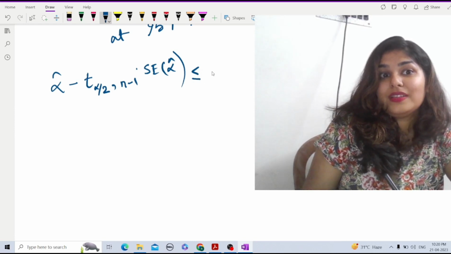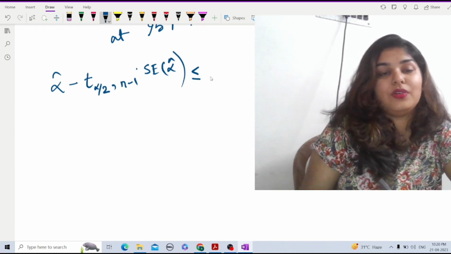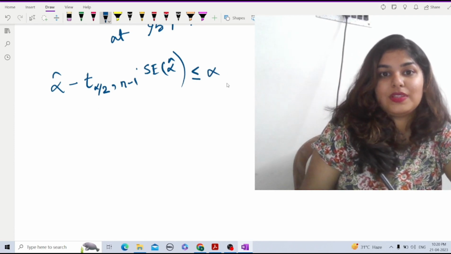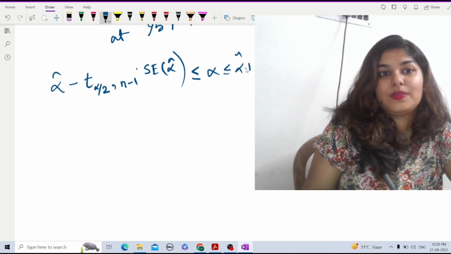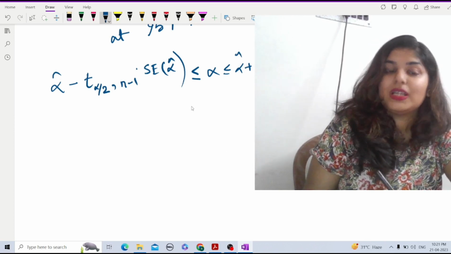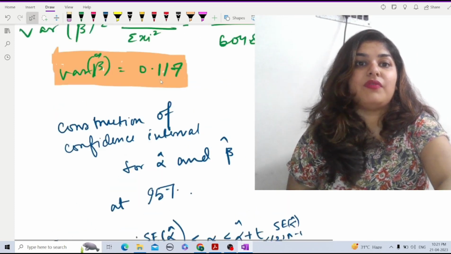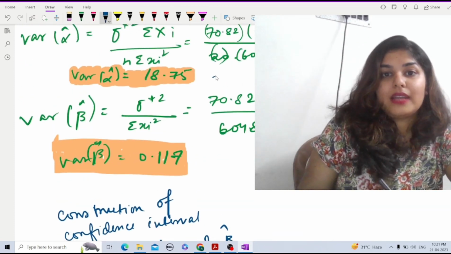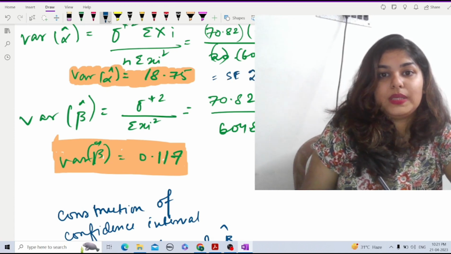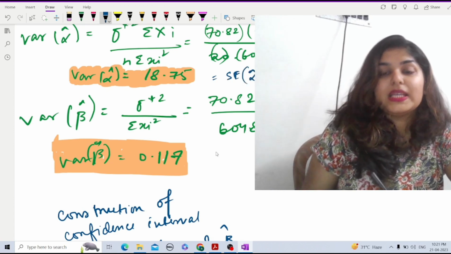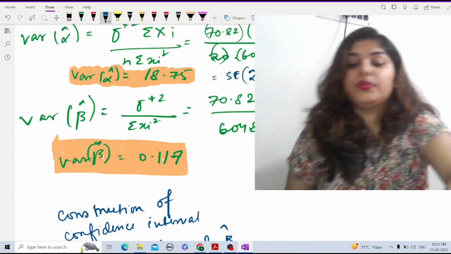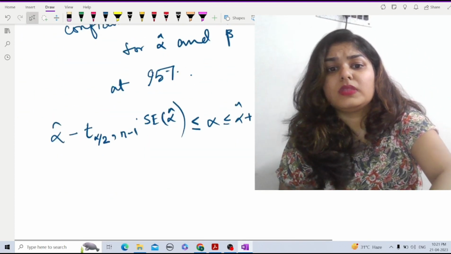so what are we trying to find out here? So we are going to find out the value of alpha, whether alpha lies between this or not. So this is the lower value and the upper value is less than equals to alpha hat plus t alpha by 2 n minus 1 standard error of alpha hat. Now let us put the values. So for that I need the standard error of alpha hat because there we have got the variance of alpha hat. So the standard error of alpha hat is going to be 4.33. Okay, so we will use this value here. So let's put the value.